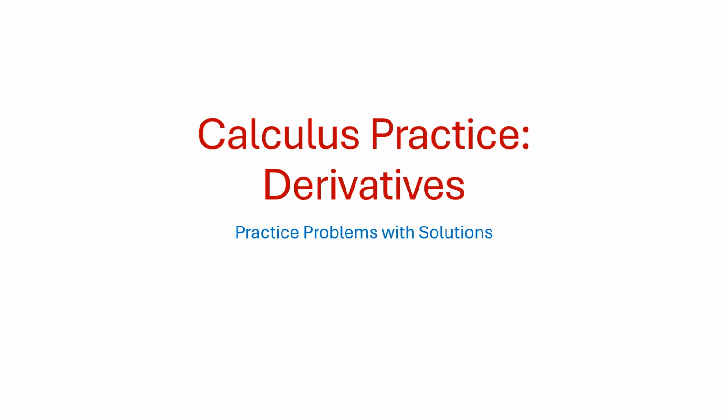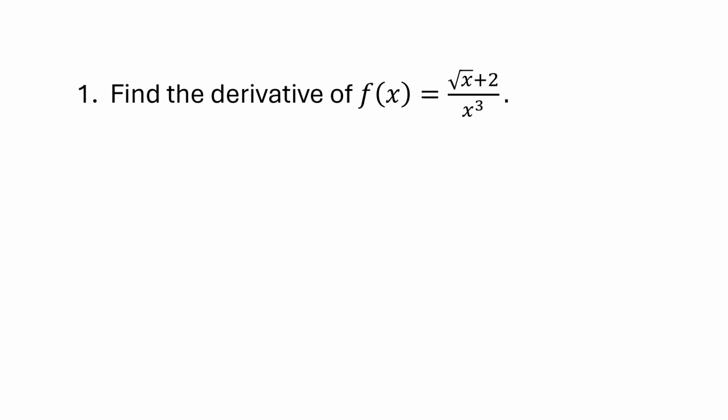We're going to start simple, and the first one's always going to be simple to get people acquainted with, and a little confidence building. So we're going to look at the derivative of f of x equal to the square root of x plus 2 over x cubed. This is simply a derivative of the form x to the n.